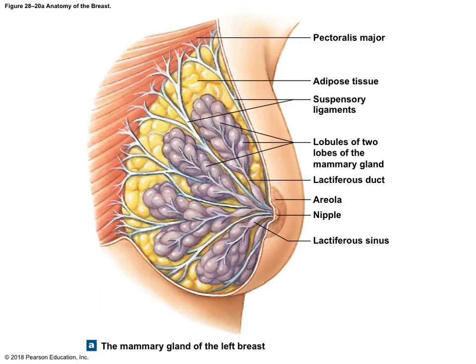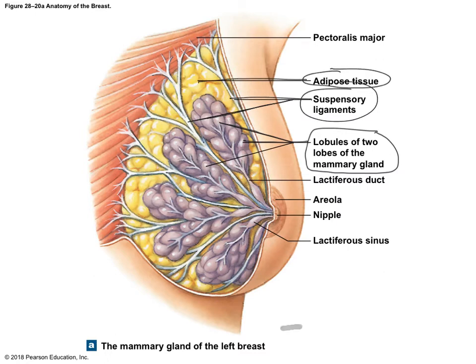The mammary glands are organized into lobules, and in between the lobules are suspensory ligaments. And there's also adipose tissue in the breasts, which offers protection to the mammary glands. The ducts extending from the lobules of the mammary glands are called lactiferous ducts. They carry milk to the nipple.